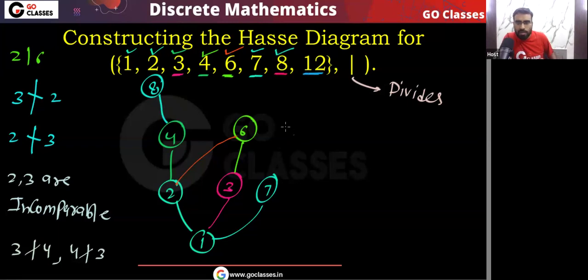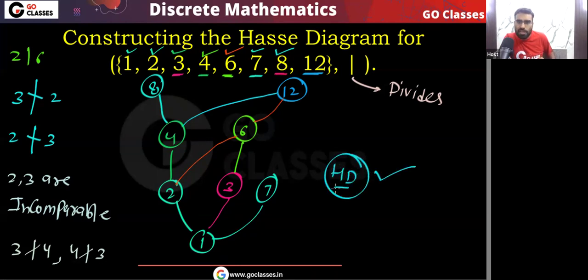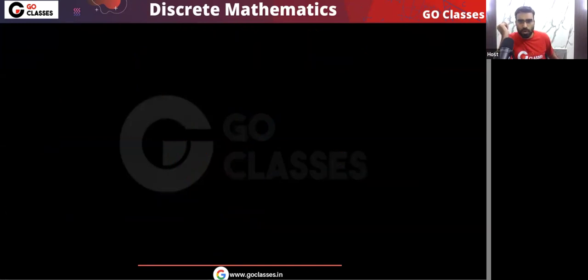What about 12? Who divides 12? Tell me, who divides 12? Very simple. 6 will divide 12. Okay, is this done? No, no, no. Remember, 4 also divides 12. 6 divides 12 and 4 also divides 12. Now this is your final Hasse diagram. Is this clear? So this is how you can create the Hasse diagram. I hope you understood. Let's move on now.